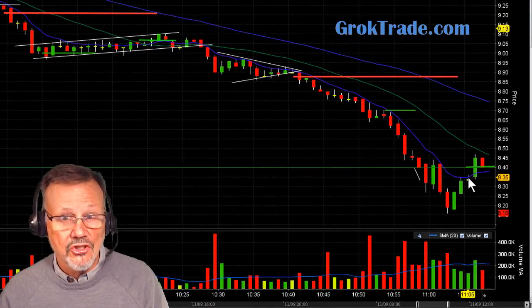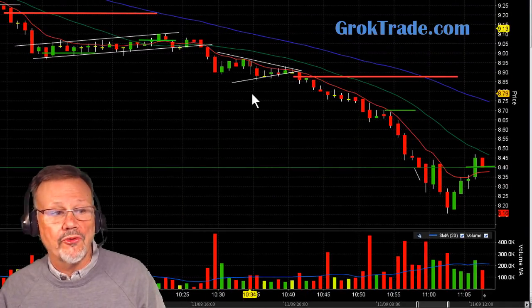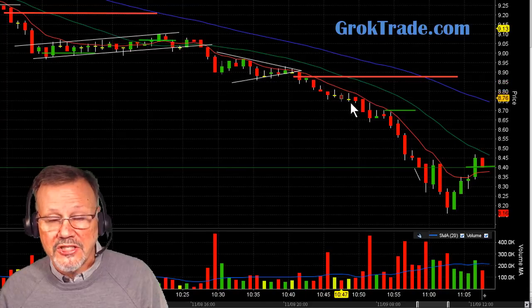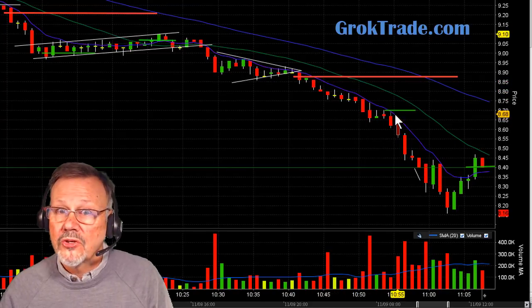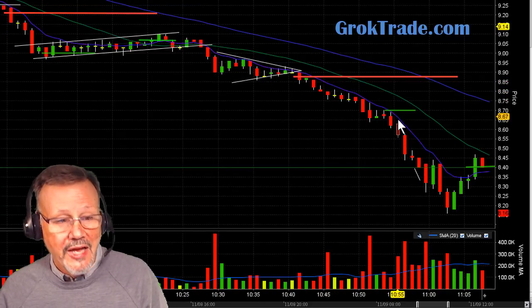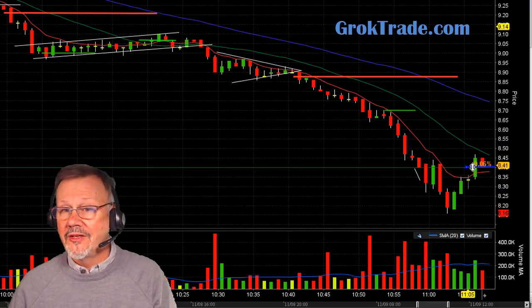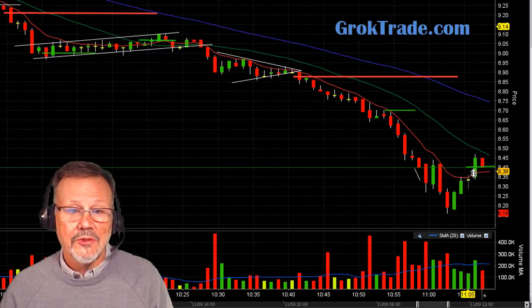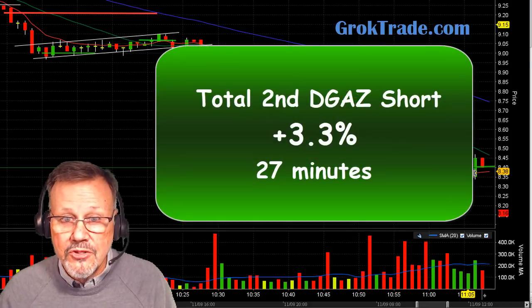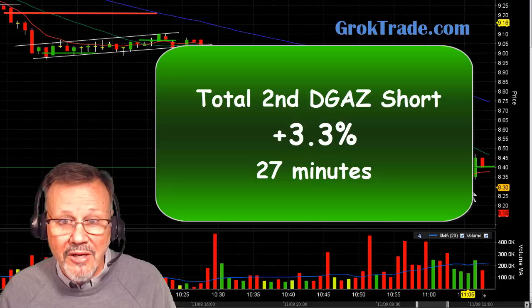So again, look at this total second trade with symmetrical triangle. It dropped down and then it just kept on falling. When it stalled at a major line of support and resistance, I took out half, and then it fell, managing my stop. When it broke above the 8 EMA in this case, I went ahead and got out. Total trade 3.3% in 27 minutes.